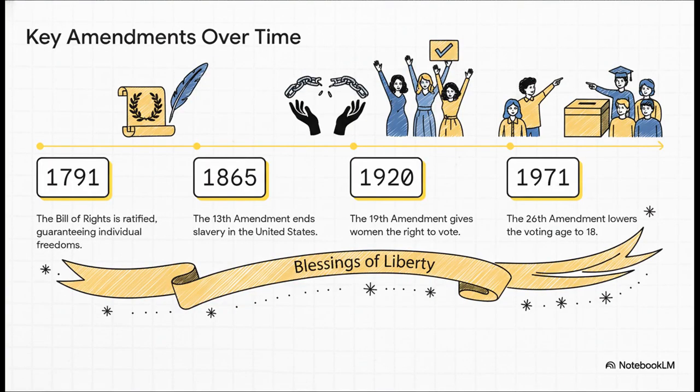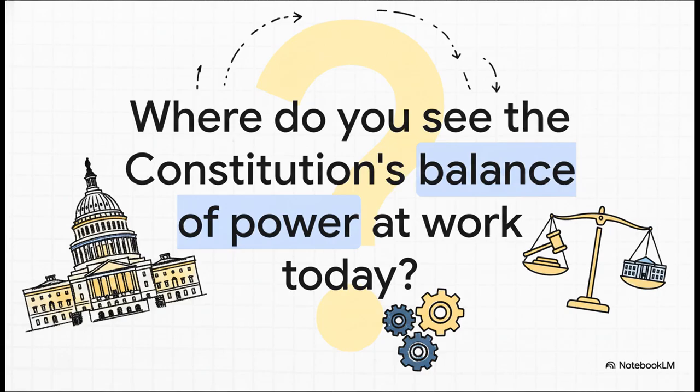And you can see this evolution all through American history. Just 4 years after the Constitution was signed, The Bill of Rights was added to protect individual freedoms. Later amendments abolished slavery, gave women the right to vote, and expanded voting rights to younger citizens. Each change shows how the document has been used to expand the blessings of liberty to more and more people over time.